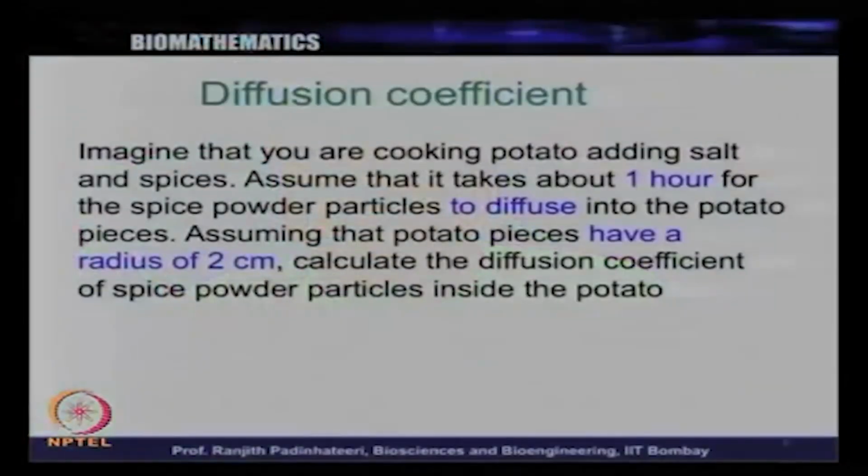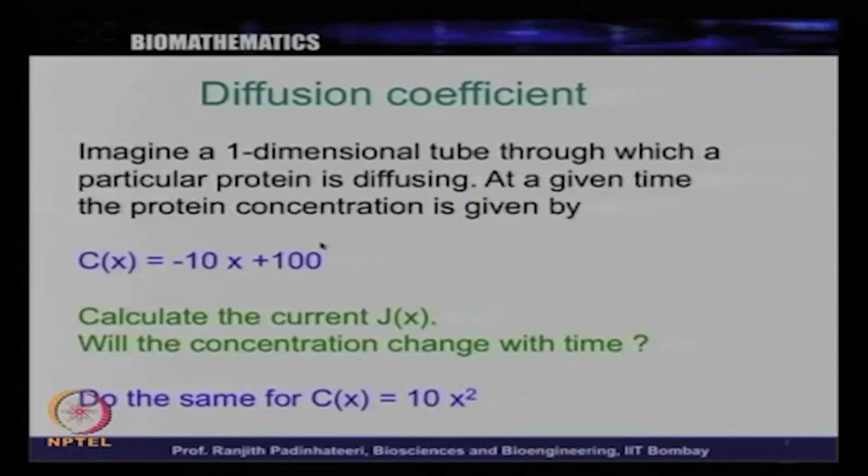So, this is one question. Another question about diffusion, what we will discuss in the next question. So, this is again a simple question. Next question: imagine a one dimensional tube through which a particular protein is diffusing, and at a given time the protein concentration is given by this. Calculate the current. Will the concentration change with time? You have to answer these two questions and do the same, whatever we did for the above problem, if C of x is 10 x square.